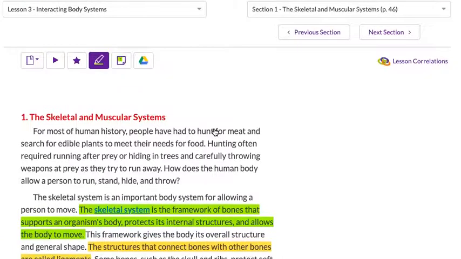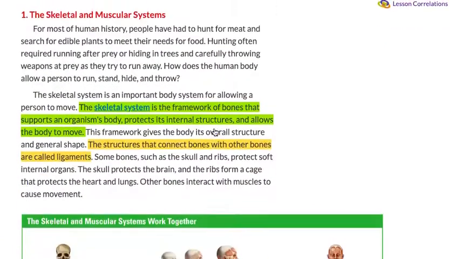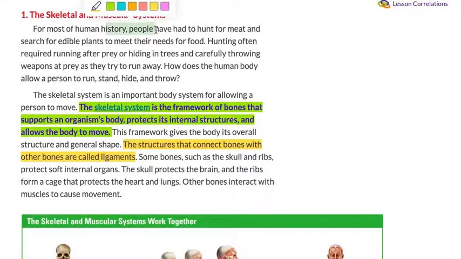Section 1, skeletal and muscular systems. So for most of human history, people have had to hunt for meat and search for edible plants to eat to meet their needs for survival, right? And to meet their needs for food. So hunting was often required, right?